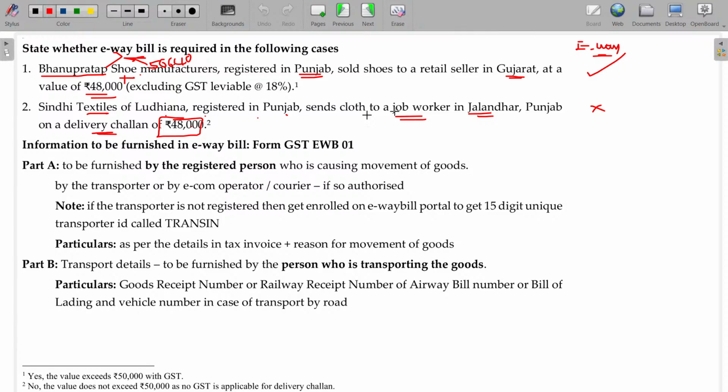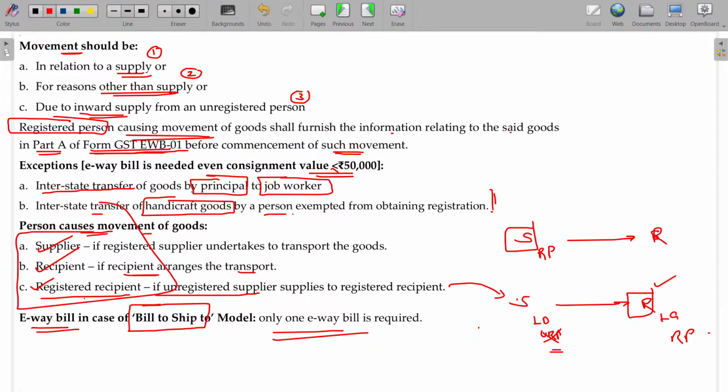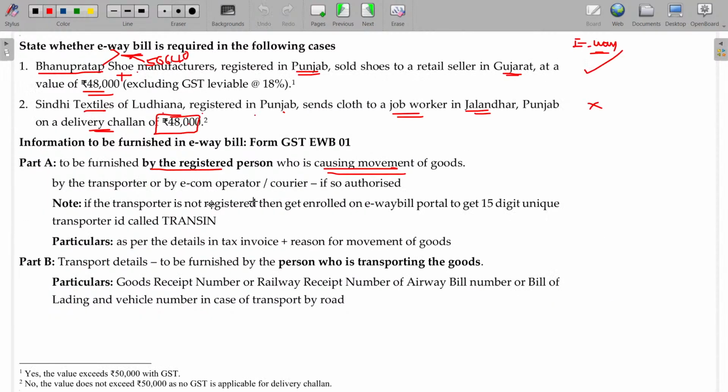So part A is to be furnished by the registered person who is causing the movement of goods. Who is causing the movement of goods in these three scenarios? Supplier or recipient or registered recipient. These are the three scenarios. Or by goods by the transporter or e-com operator or courier. So usually who has to fill the form number 1 part A? The registered person. But if he is not able to do it, he can authorize the transporter to fill this part A also. So the first requirement is to be done by the registered person. Yes, he can authorize the other transporter.